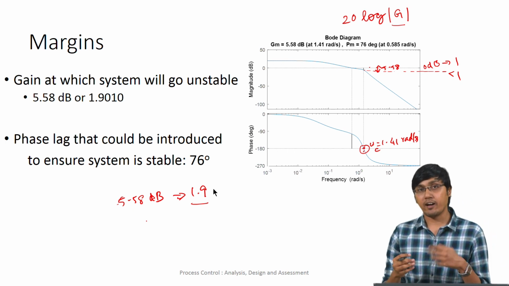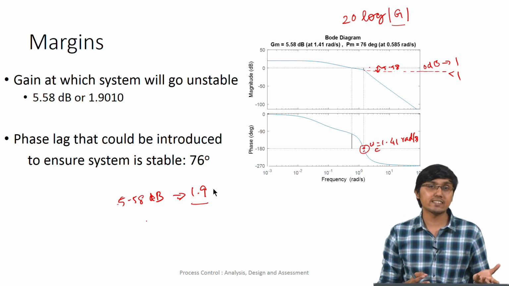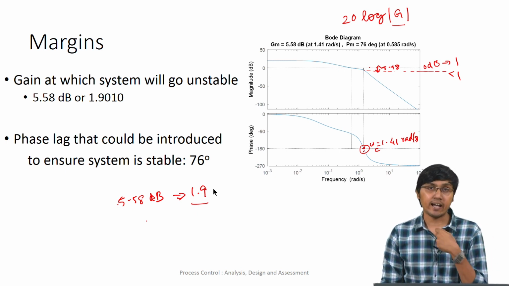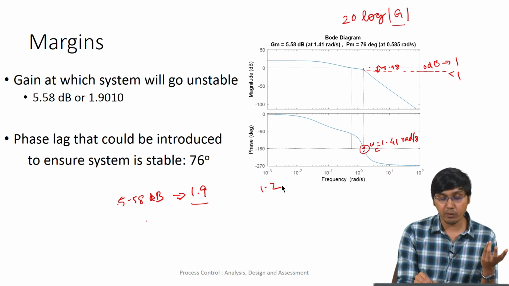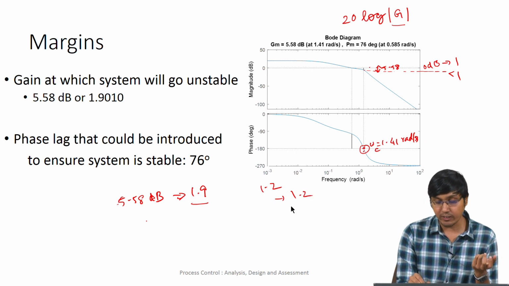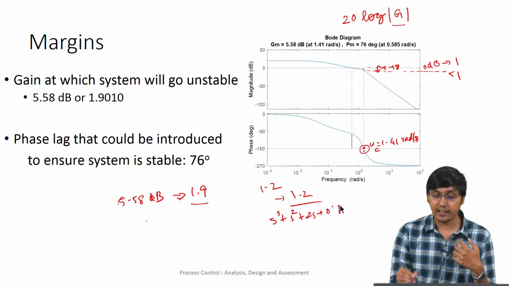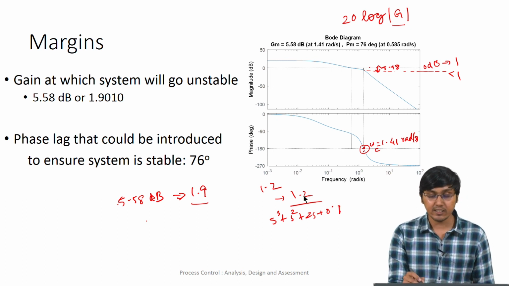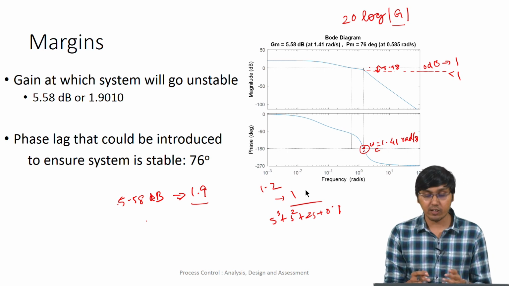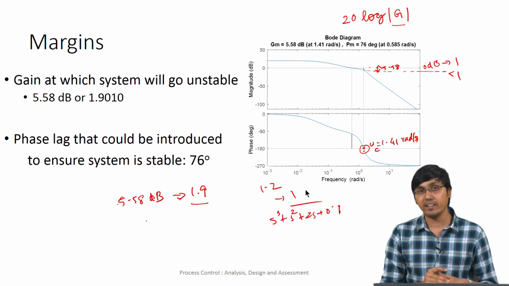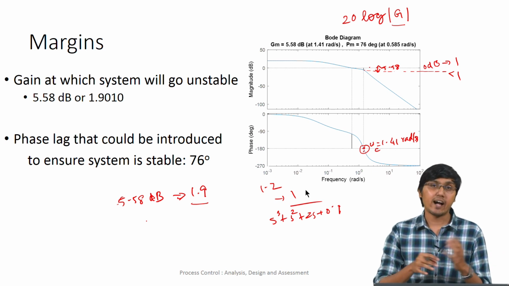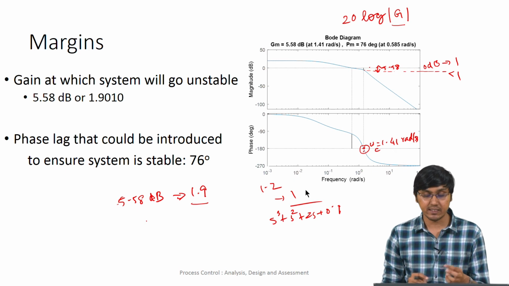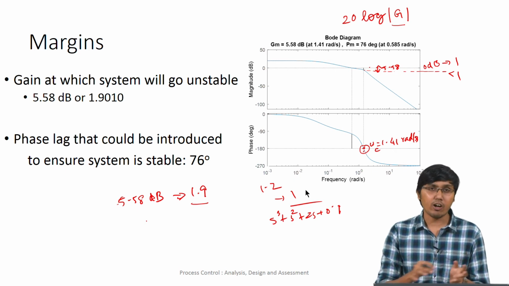So when I am modeling the system, if I made some mistake, say instead of taking the gain as 1.2, due to some reason I took this gain as 1. So instead of getting 1.2 by s cube plus s square plus 2s plus 0.1, I got 1 by s cube plus s square plus 2s plus 0.1. That may be one reason. Or it's a non-linear system, so I linearized it and made some approximations. Or there are a lot of approximations in modeling.